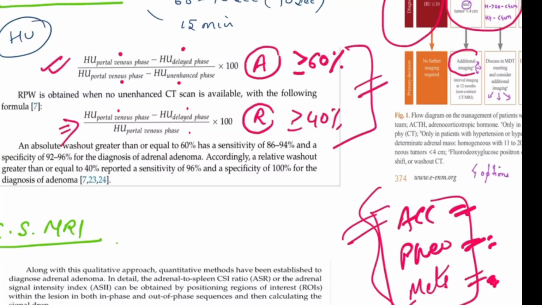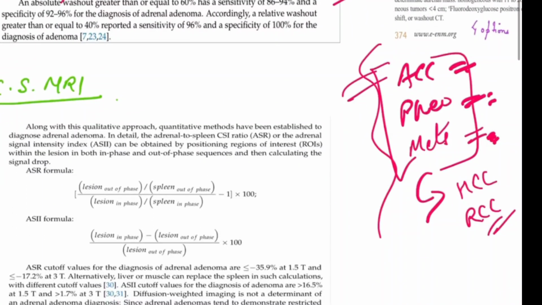And another thing we can do is chemical shift MR imaging. I'm not going into the physics of chemical shift MR imaging, but I suggest you read that also, because if any adrenal case comes in your exam, then the examiner will surely ask you the physics of chemical shift imaging. Okay.